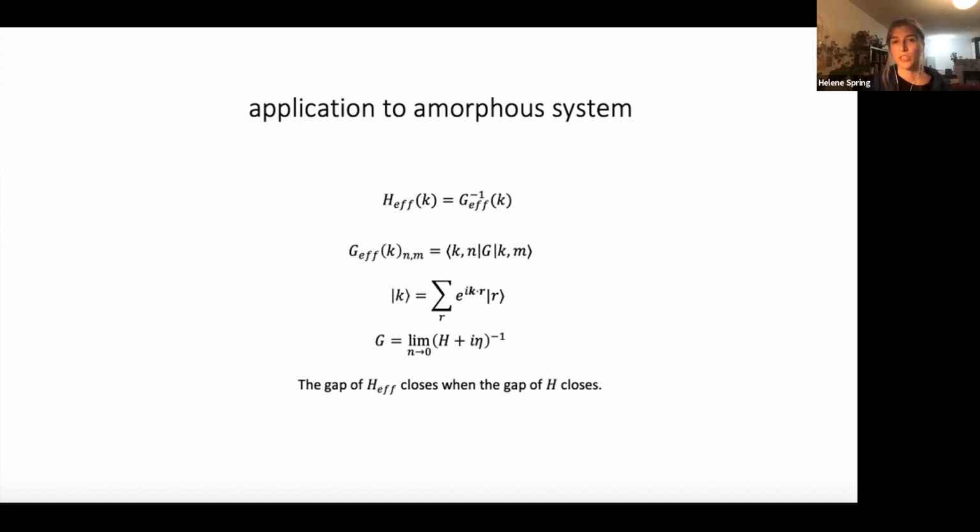This effective Hamiltonian encapsulates the properties of our amorphous systems while still transforming in the same way as our k-space Hamiltonians. And importantly, its gap only closes when the gap of the original real-space Hamiltonian closes. So since changes in the bulk invariants only occur at bulk gap closings, we can thus use this effective Hamiltonian with some satisfaction to simulate the bulk invariants for amorphous systems.